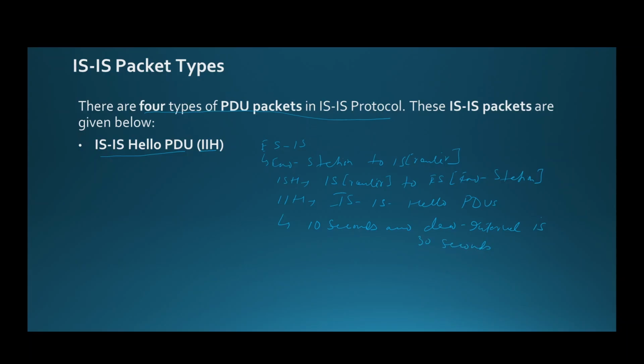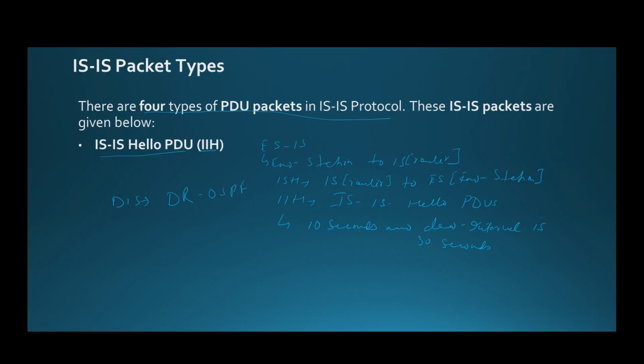And unlike OSPF, these timers do not need to match on 2 routers running ISIS, so they can be configured with different values and they can still become neighbors. And on a multi-access network, we use the IIH PDUs, or IS to IS hello messages, to elect a DIS, or a designated intermediate system. And a DIS in ISIS is analogous to a DR in OSPF.